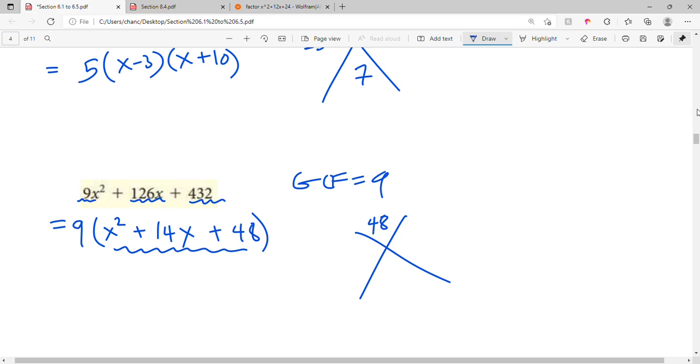Let's put the 48 on the top and the 14 on the bottom. Two numbers that multiply to get 48, but yet add up to get 14. What are those two numbers? And those two numbers are 6 and 8. 6 times 8 is 48, and 6 plus 8 is 14. This means we can factor this as x plus 6 times x plus 8. Don't forget, you can bring down that 9 to the front, and that's our answer. 9 times the quantity x plus 6 times the quantity x plus 8.